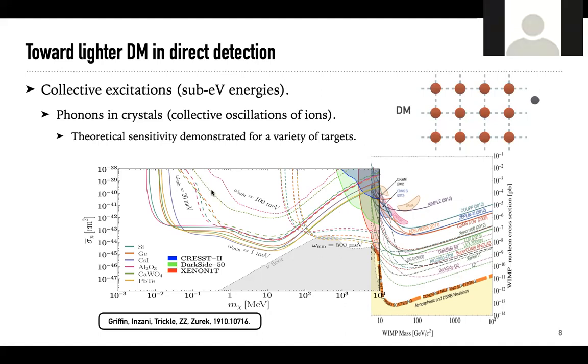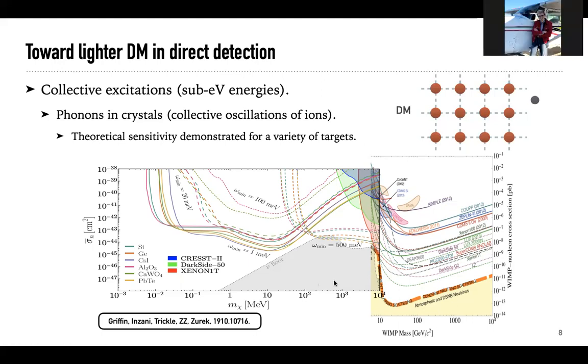Just to check, is this a 1 kilogram year background free experiment? Yeah, this is assuming 1 kilogram year background free. Okay, thanks. I guess 1 kilogram year is perhaps the best we can do without hitting the neutrino floor, because with more exposure, I guess the neutrino background will become important.